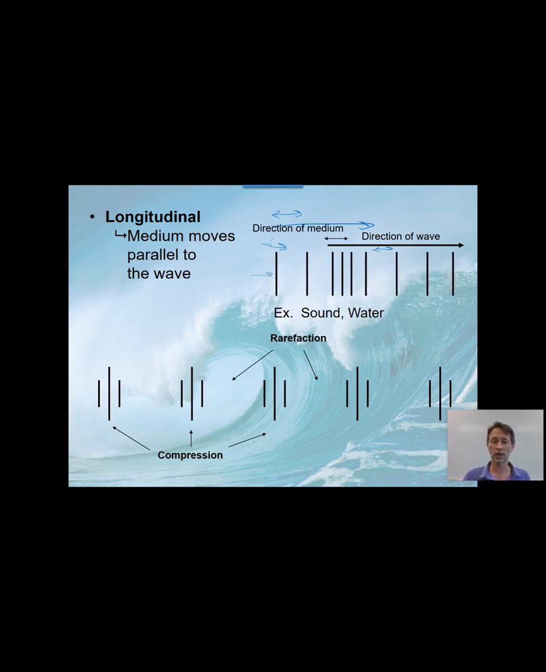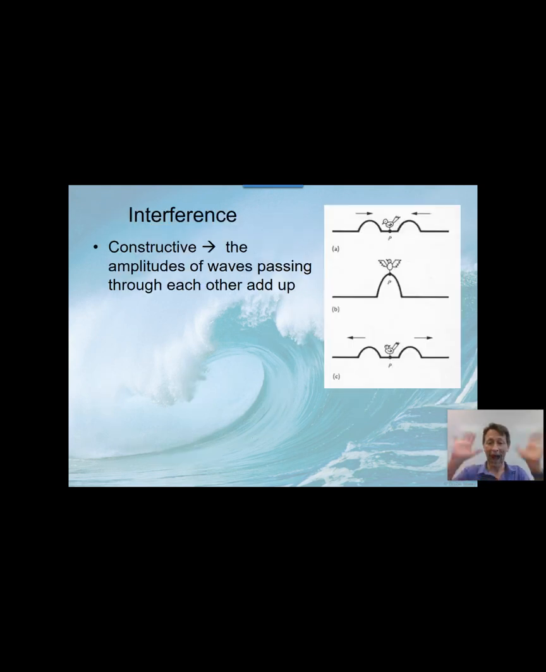So your transverse wave has its crest and its trough. The longitudinal wave will have a compression, where there's a lot of them together, and a rarefaction, where there's a little of them together.